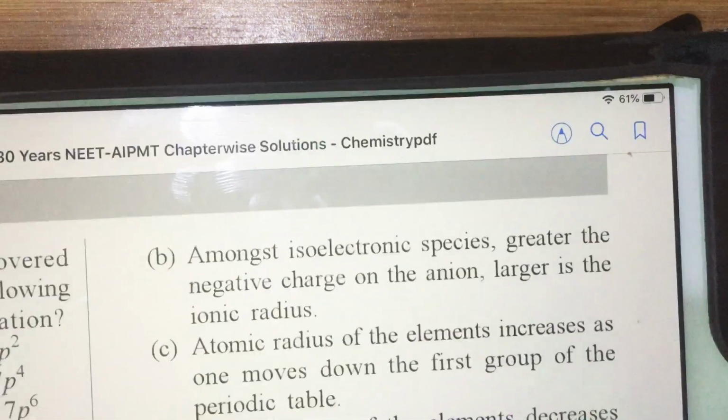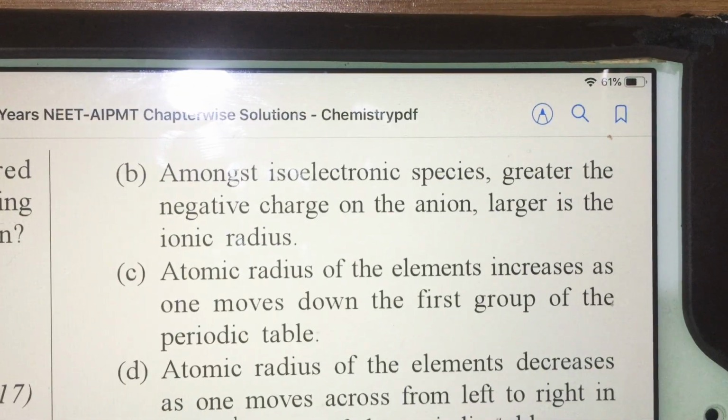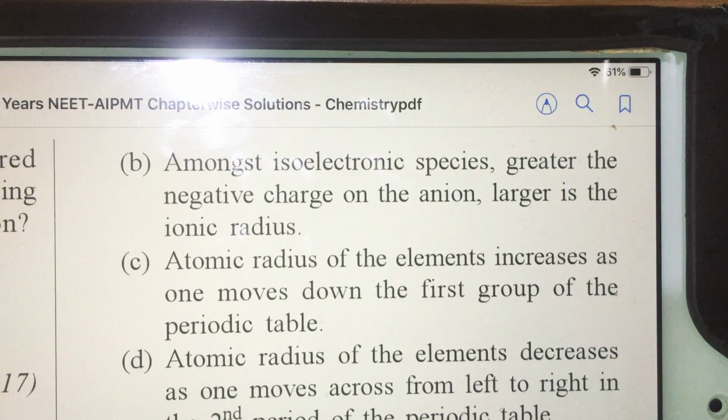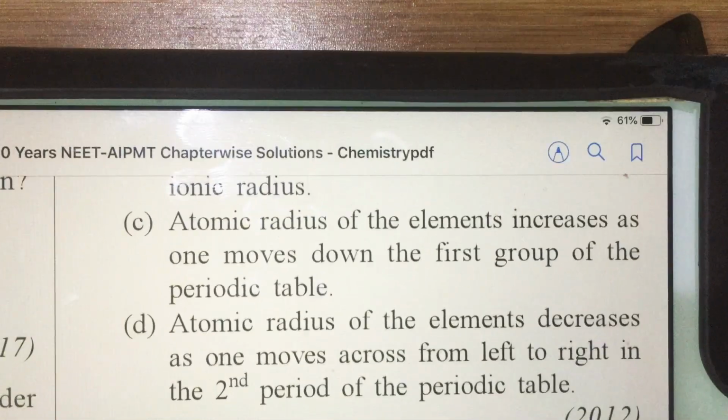Among the isoelectronic species, greater the negative charge on the anion, larger is the ionic radius is true. More negative people are very proud and they look big. Atomic radius of the element increases as one moves down the first group of the periodic table. That is absolutely true. Not only in first group, in any group as you go down, atomic radius increases. Atomic radius of the element decreases as one moves across from left to right in the second period. It is also true because effective nuclear charge increases. So the answer to this question is definitely A.